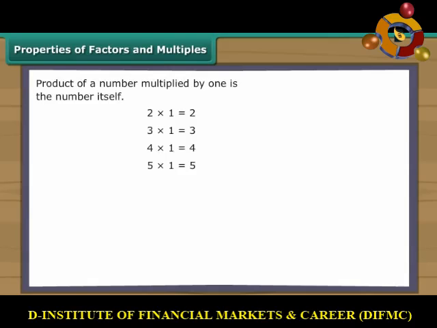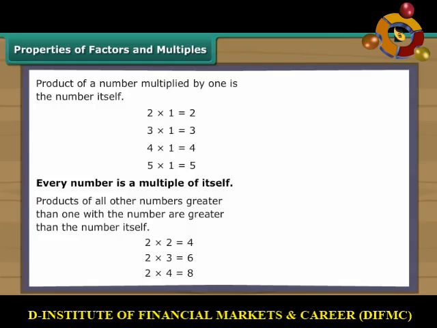The product of a number multiplied by 1 is the number itself. For example, 2 into 1 is equal to 2. 3 into 1 is equal to 3. 4 into 1 is equal to 4. 5 into 1 is equal to 5. Therefore, every number is a multiple of itself. Products of all other numbers greater than 1 with the number are greater than the number itself.